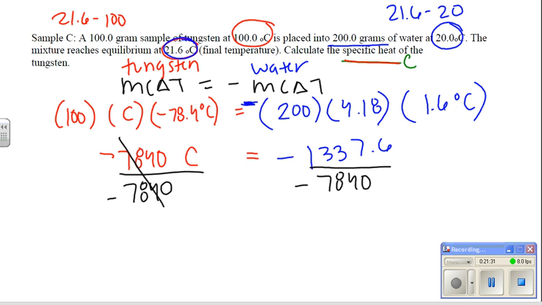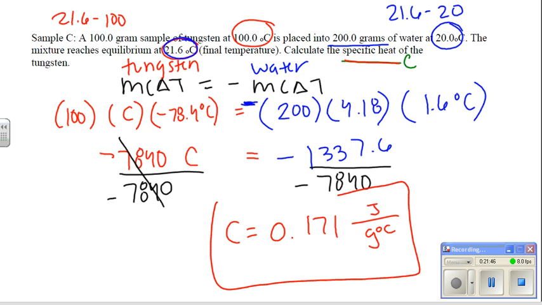And I get C is equal to 0.171. Now the unit for specific heat is joules divided by grams degrees Celsius. Okay, and of course if you want, you can check your work by plugging this number in to C and seeing that both sides equal out. Okay, so if you want to check your work and make sure it's absolutely correct, go for it.